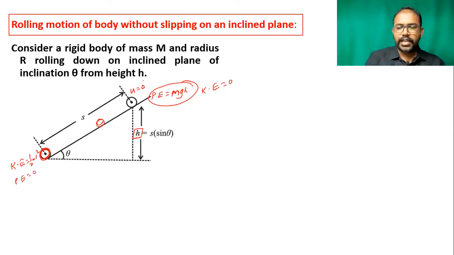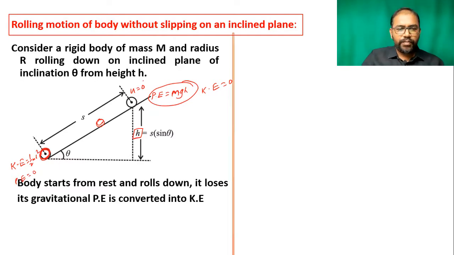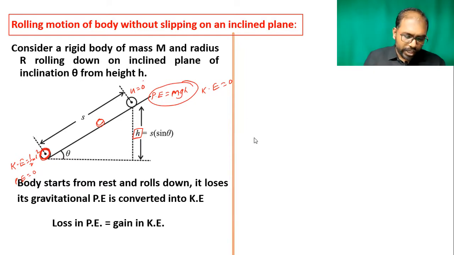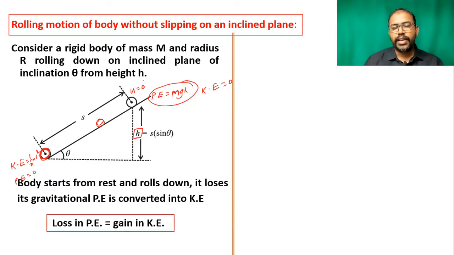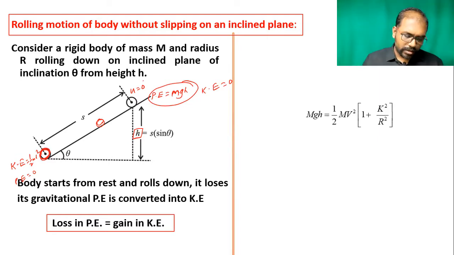So total energy at highest point and lowest point is same. Now after that, we can write for this type of motion, loss of potential energy is equal to gain in kinetic energy. So how much potential energy is lost? mgh. Loss of potential energy means this potential energy minus this one. So mgh. So here, gain in kinetic energy.